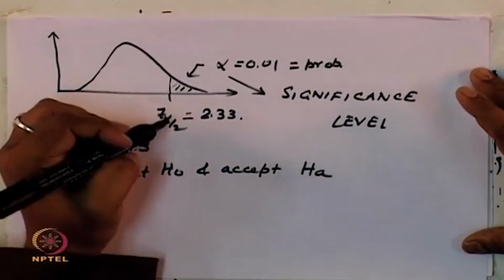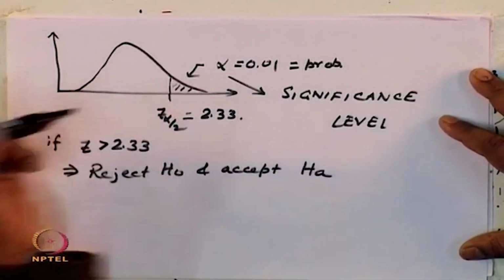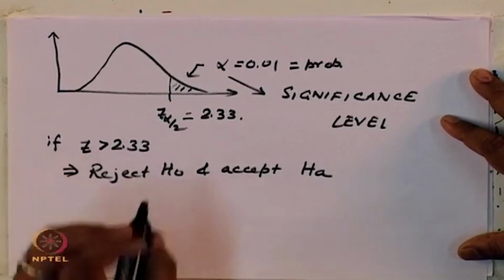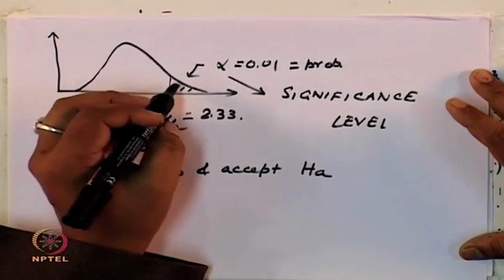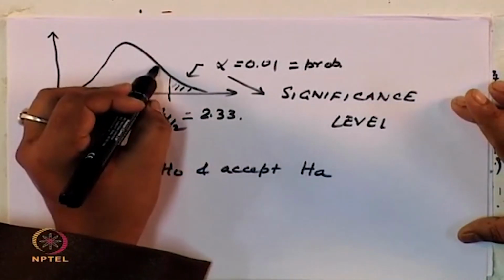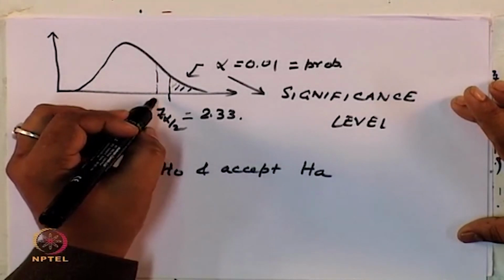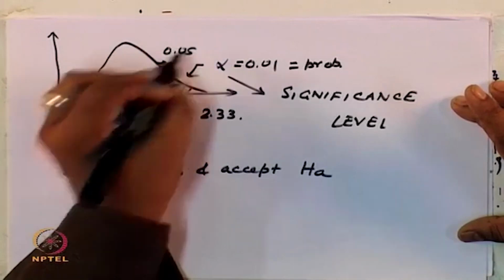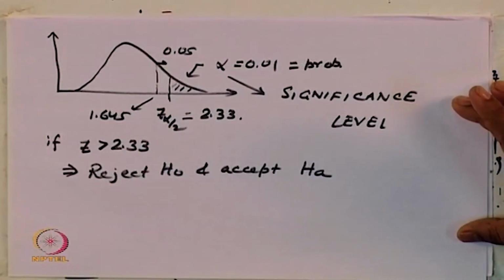So, Z of alpha by 2 is 2.33 corresponding to alpha equal to 0.01. Similarly, if I want alpha equal to 0.05, I will get a value of Z alpha by 2 of 1.645.